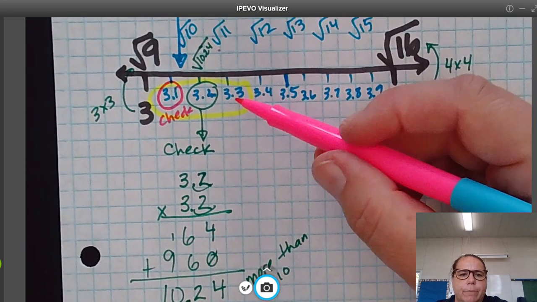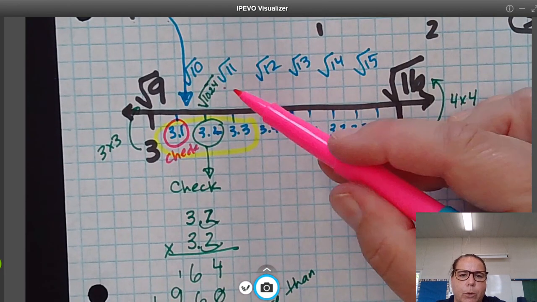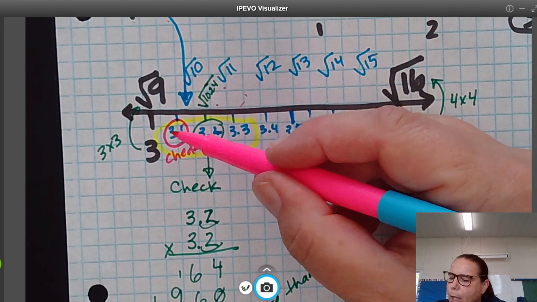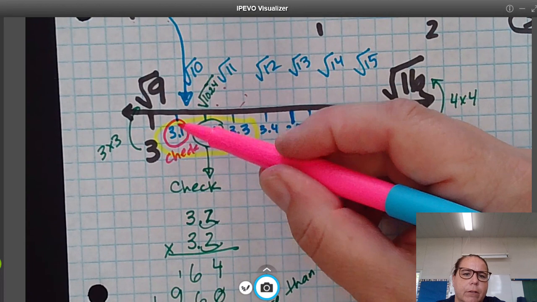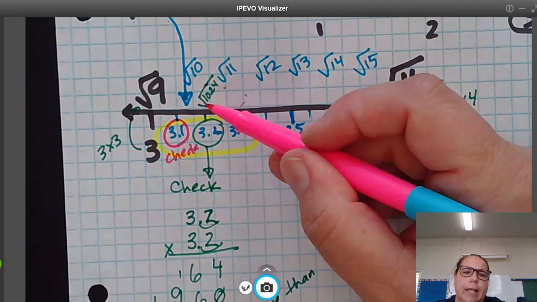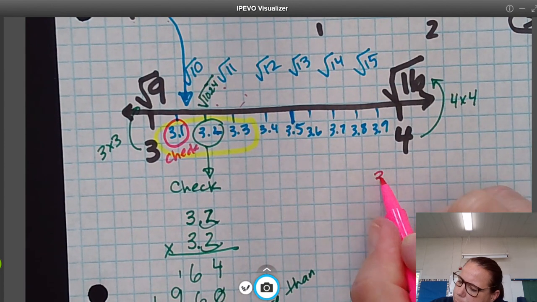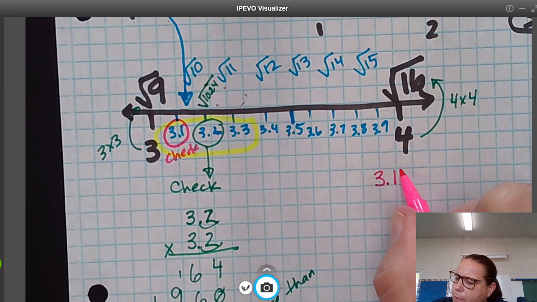So when you check a number, if it's more than the square root, so this is more than the square root of 10, then you need to go down 1/10 to check the next value lower, right? If this was less than 10, you would need to go up. So now I'm going to check 3.1.